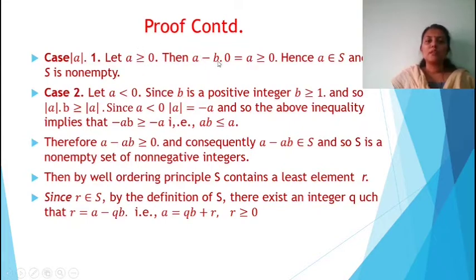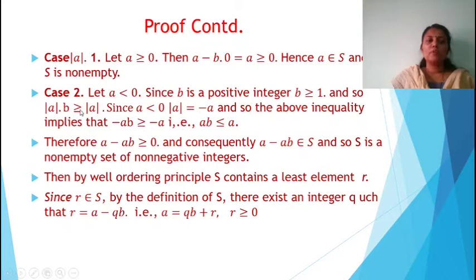So a can be rewritten as a minus b into 0. Hence a is an element of S. So S is non-empty. Now consider the second case, a less than 0. Since b is a positive integer, we have b greater than or equal to 1, and so mod a into b is equal to mod a times b. We have this b is a positive integer, so we don't need to take the modulus value.